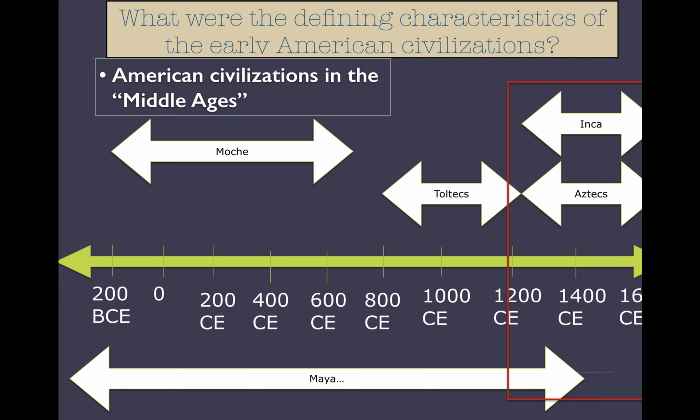So let's return to this timeline. You can see the Maya existed for an extremely long period, 200 years before the year zero, going all the way up to about 1400 CE. We're going to focus, however, now, the primary bulk of our study is going to be on the Inca and the Aztecs.